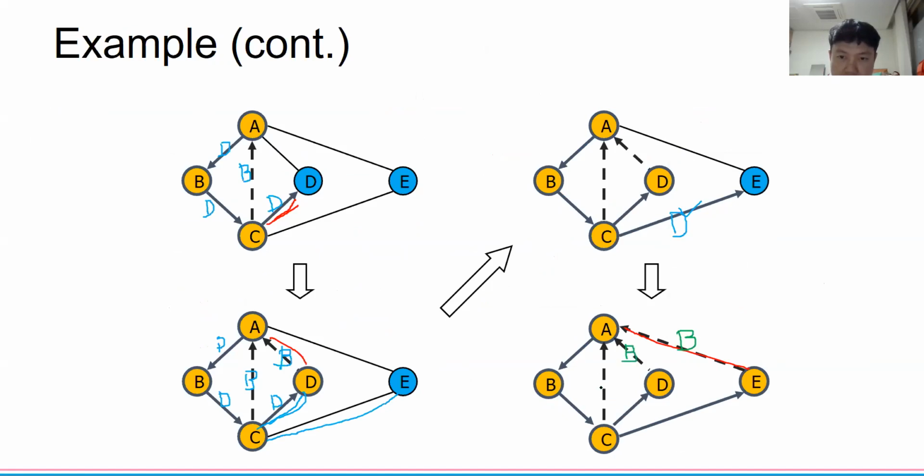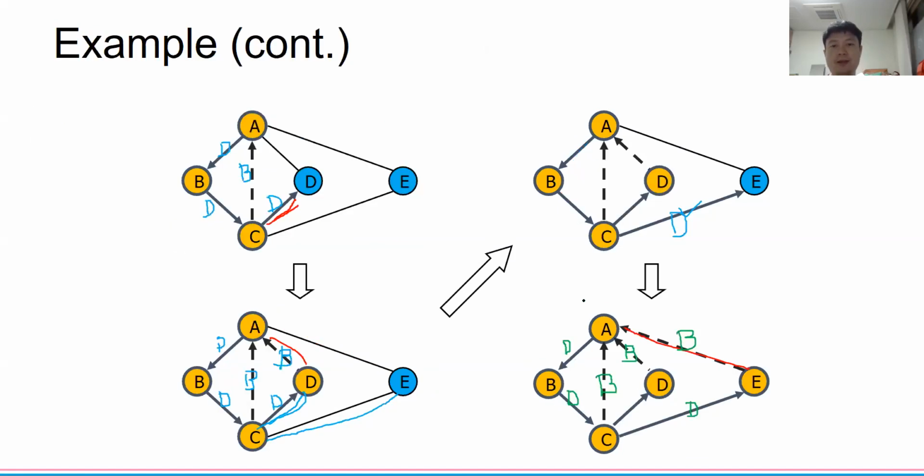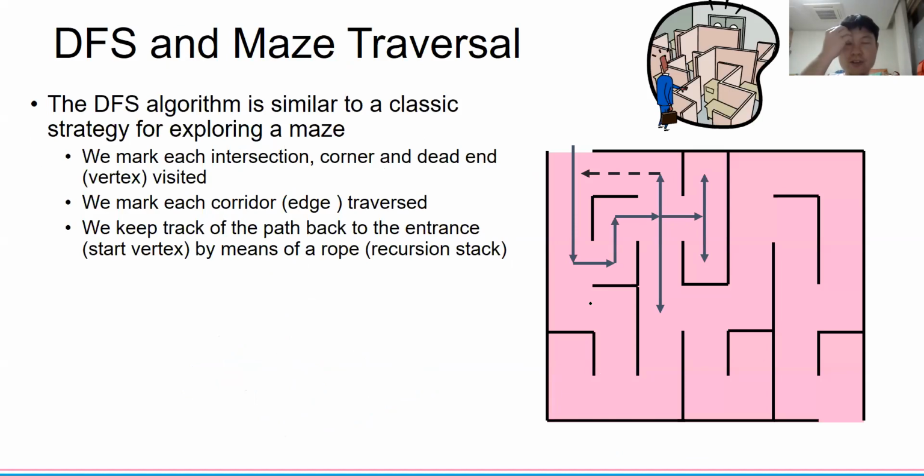Okay, so the final edges are like this one. This is B, this is B, this is B, and then this is D, this is D, and this is D. So D means discovery edge, and B means back edge. So this is the result. You can use this DFS for the maze traversal. The maze traversal is one of the applications if you want to go from one point, let's say the point of origin, to a destination. When you learn this, then you will check the path.